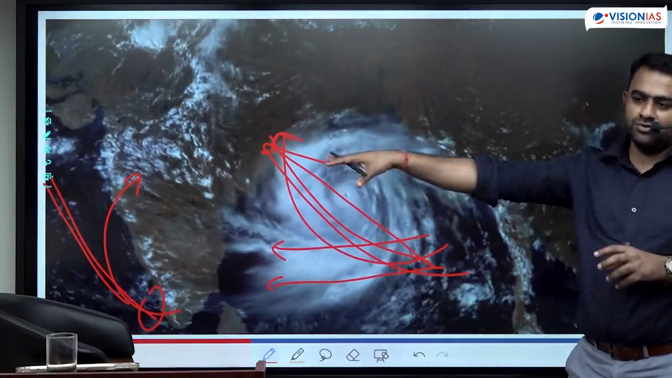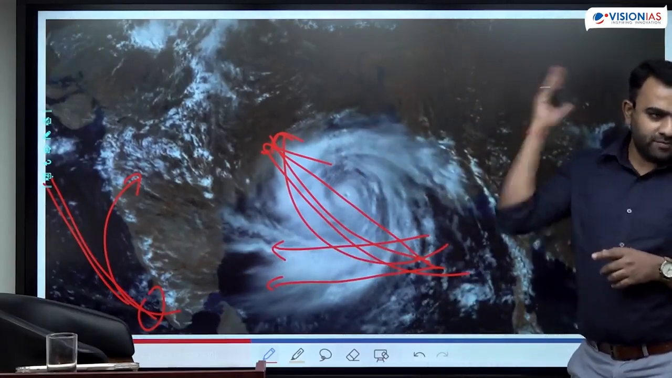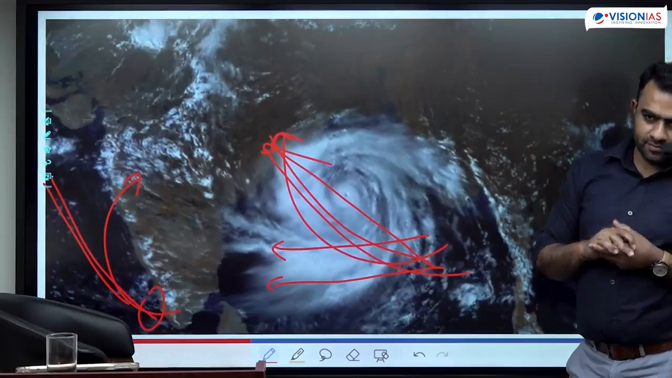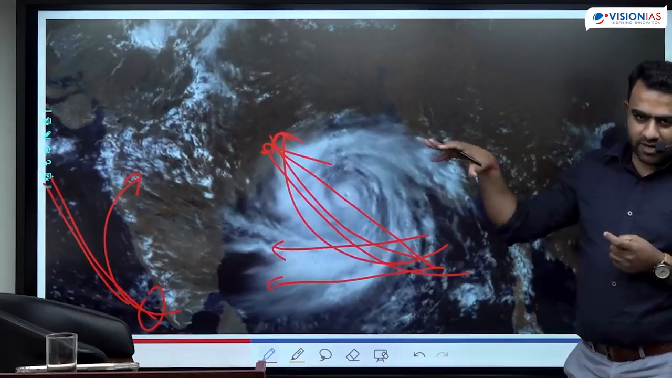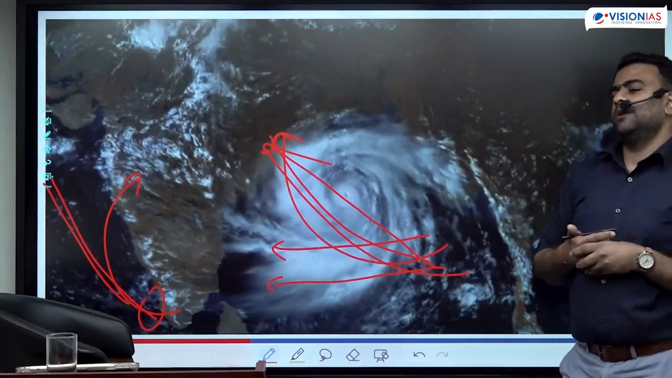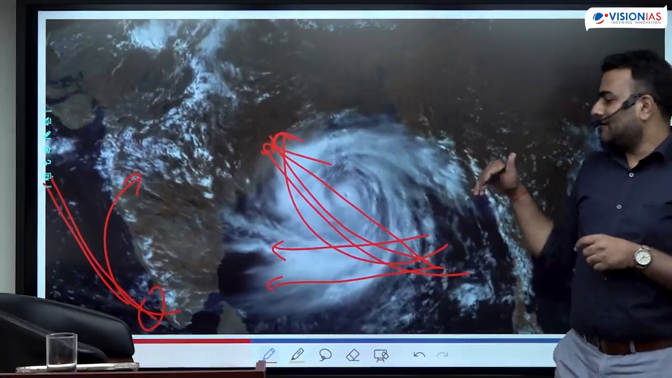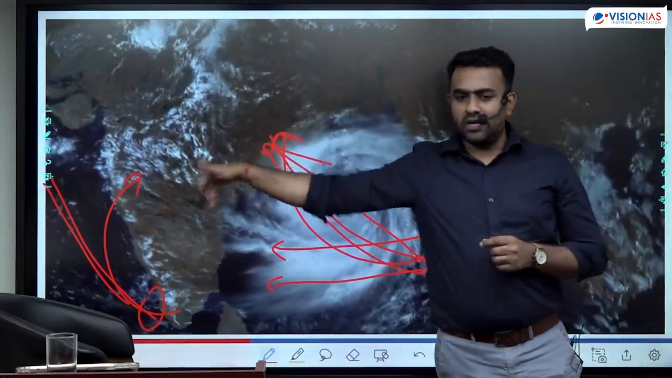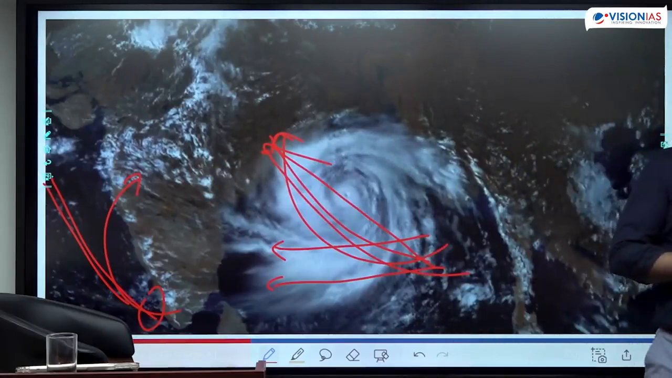If it passes over an island area, for a temporary period it becomes weakened. Again, as it enters the ocean, it becomes stronger again. That happens over the Caribbean Sea. Okay, so as it passes over an island area, it weakens temporarily, and then once it enters the ocean, it becomes stronger again. The entering of a cyclone over the land is what is called landfall.